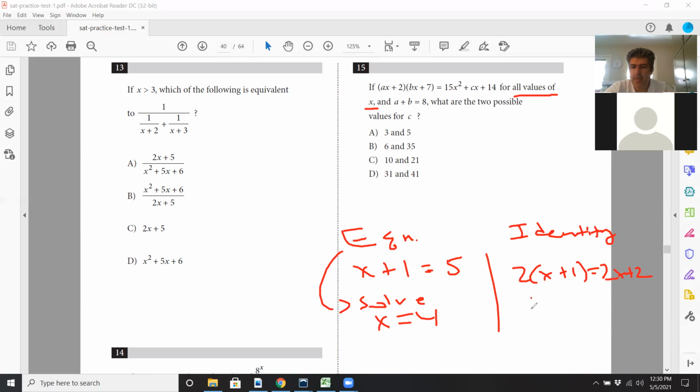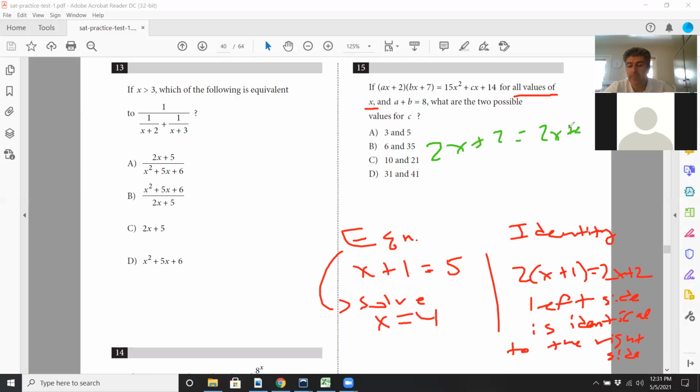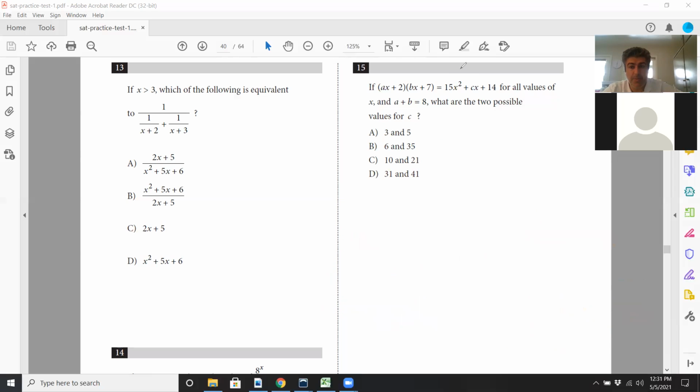An identity is when the left side is identical to the right side. So 2x plus 2 equals 2x plus 2, I distribute. They're identical. And that's what we want. When the sum is true for all values of x, that means the left side and right side are identical. So you have an identity. So you have to be able to recognize that first. Because then it's actually pretty easy.